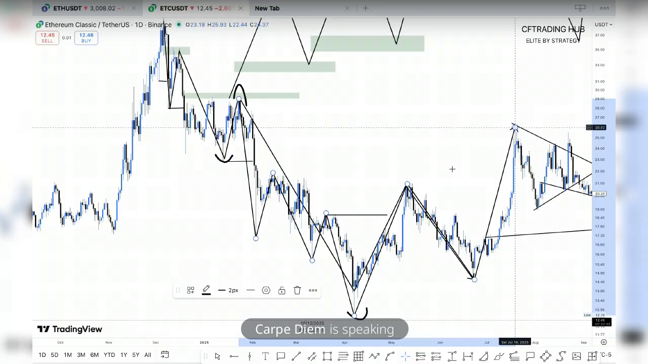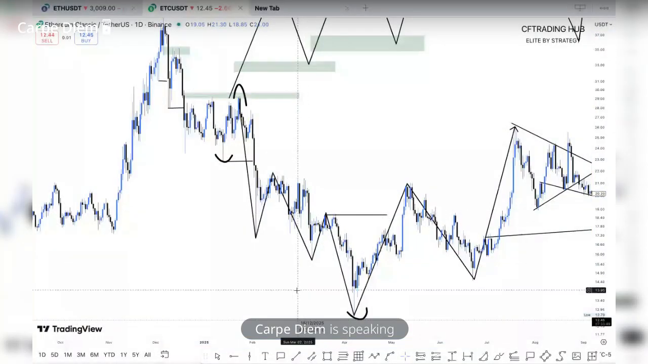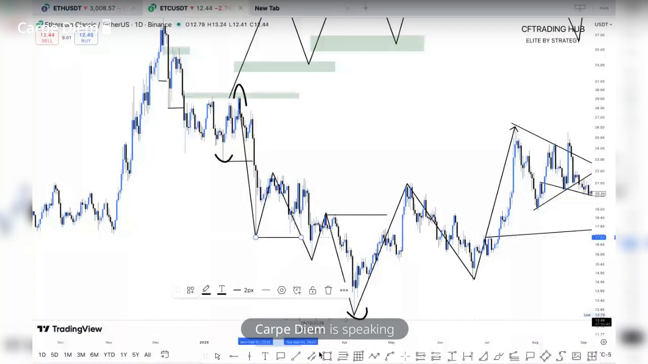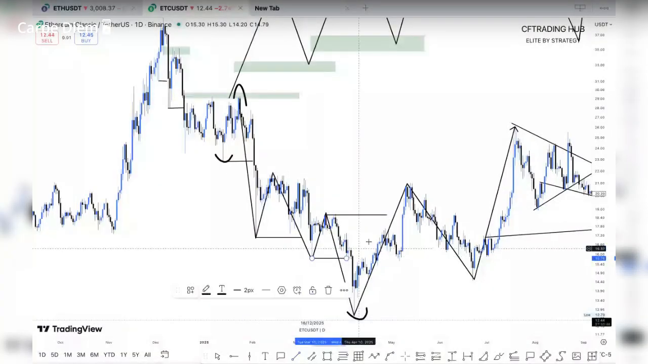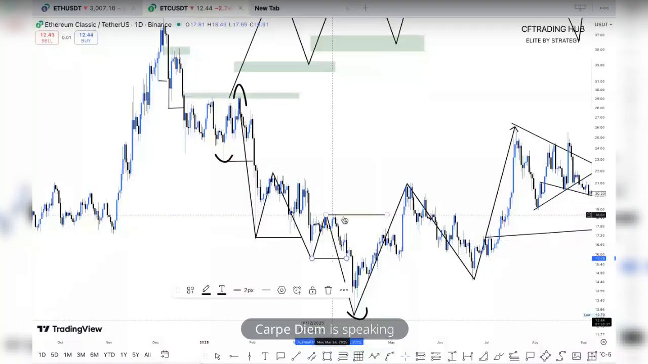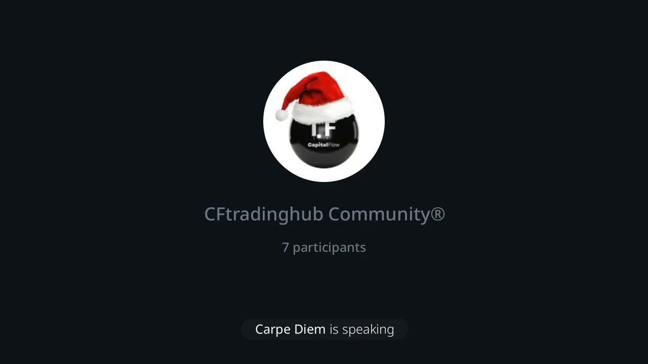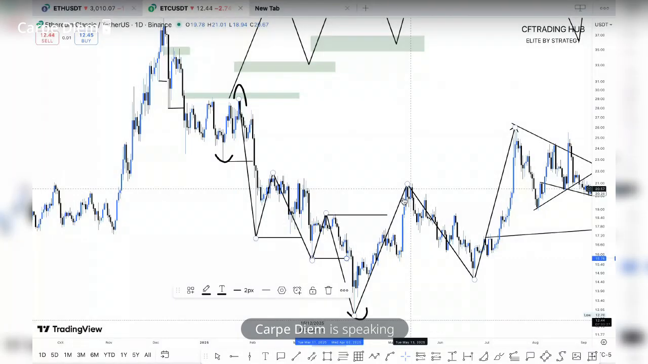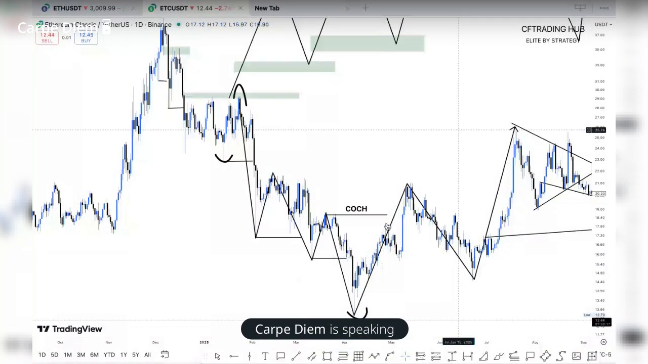Let me clean this up. So now, a break of structure over here to the downside. Another break of structure over here to the downside. After that, you had a change of character over here. These are previous lower highs, so the break of that previous lower high is our change of character. Let me just write it over here. CHoCH. It's CHoCH over there.